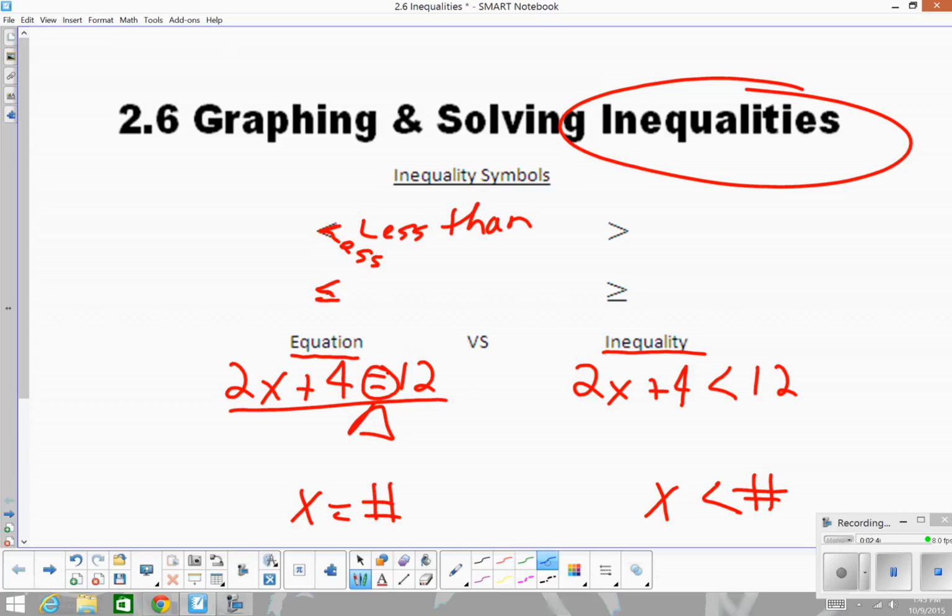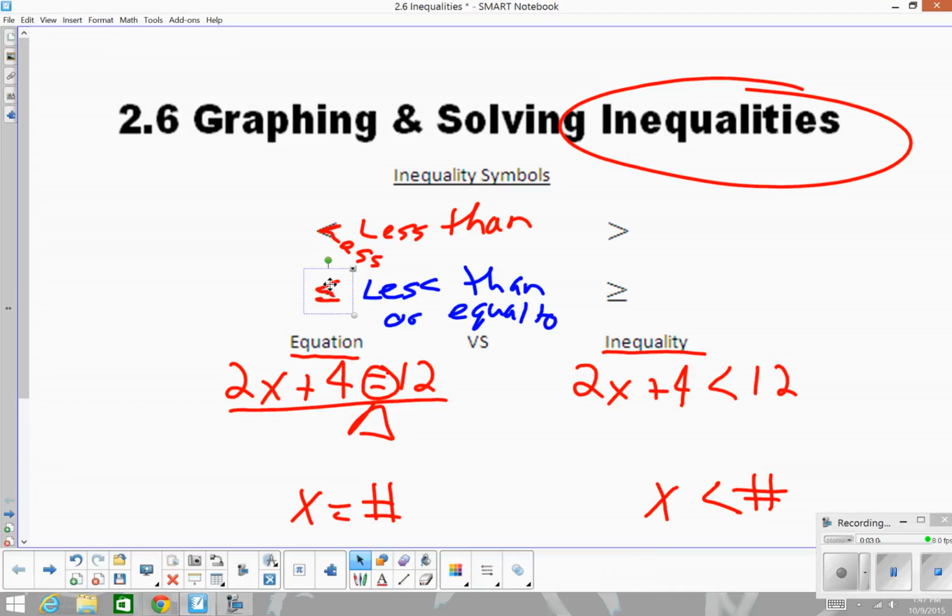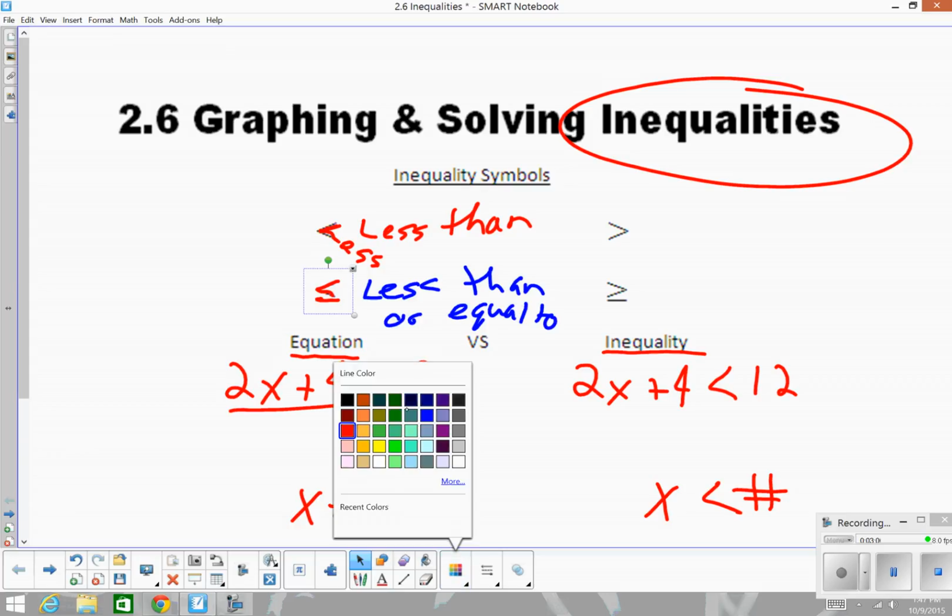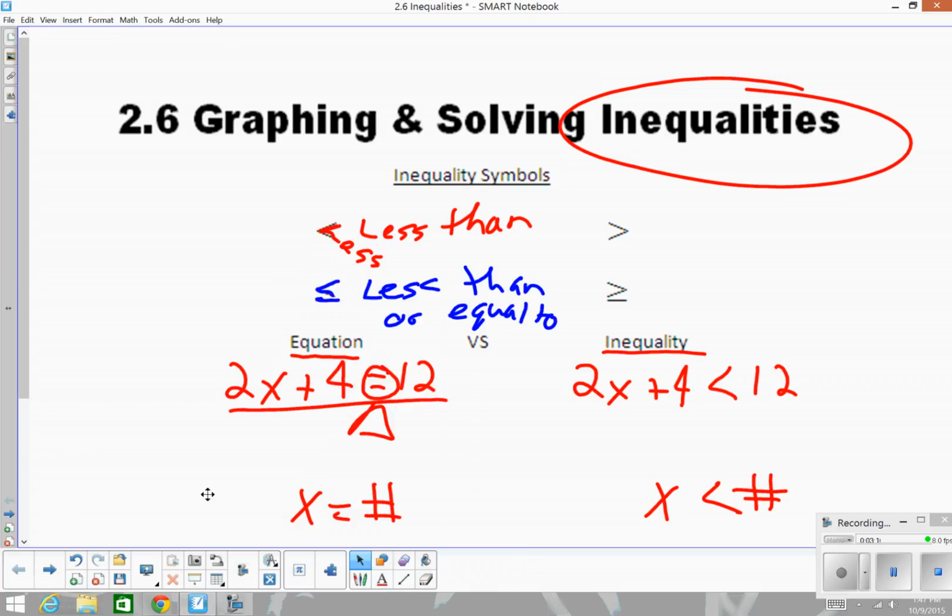Now, if you have that symbol and you have a line underneath, that is going to be called less than or equal to. All right, let me just make that blue. Awesome. So I'll explain what that means a little bit further, moving down the line.